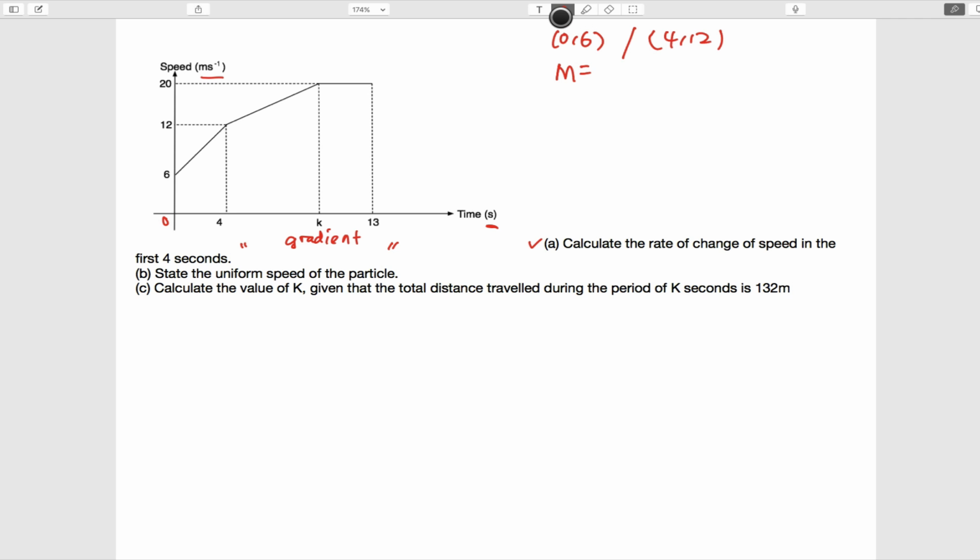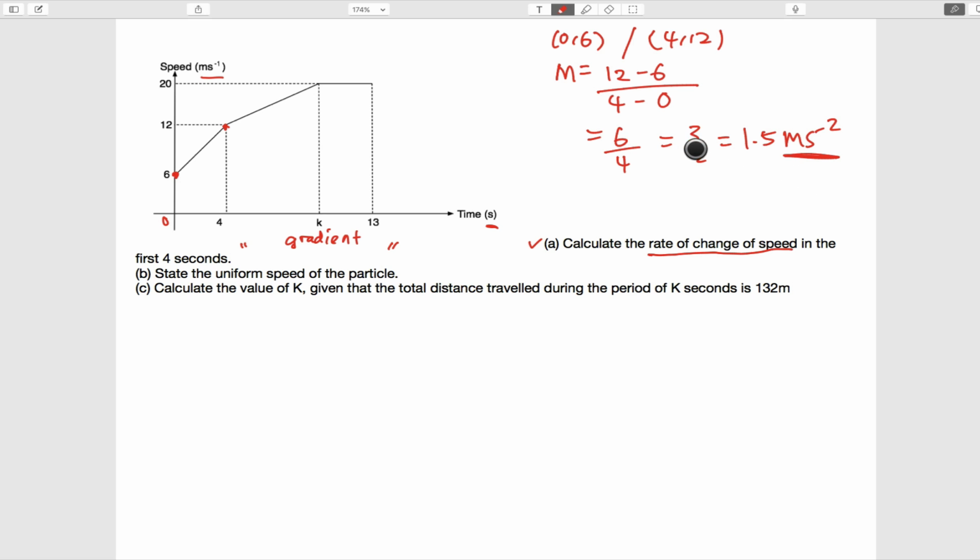Anyways, in order to get the rate of change of speed in the first 4 seconds, I just need to take these two coordinates and find the gradient. So I'm going to use 12 minus 6 over 4 minus 0. Then you get 6 over 4, which is 3 over 2, and the rate of change of speed is 1.5 meter per second square.